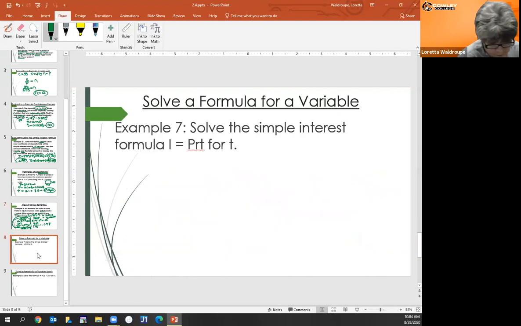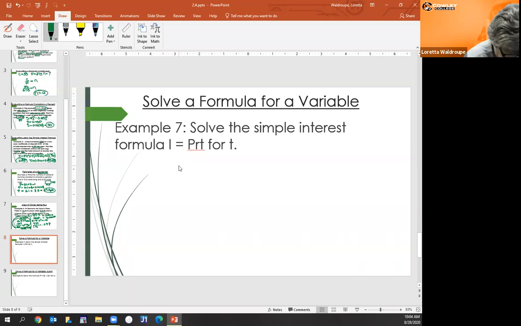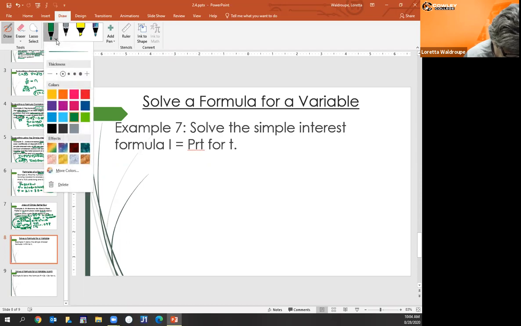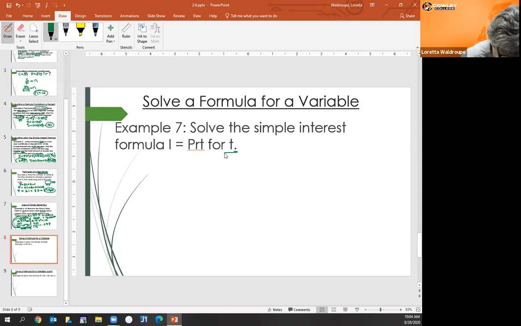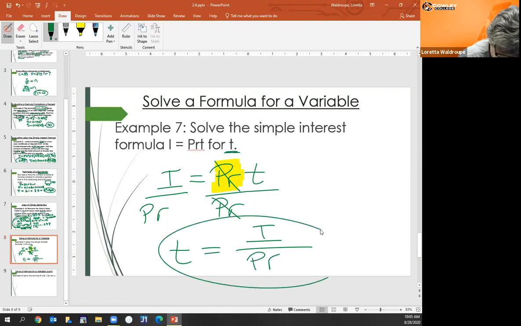Okay, the last thing we're going to do in here is just solve equations for variables. So in other words, this equation is solved for I, but I want to solve it for t. So to get t by itself, I need to move the p and the r. Since the p and the r are multiplied, I divide both sides by pr and on the right, they cancel. So I have t equals I over pr, and you're done.